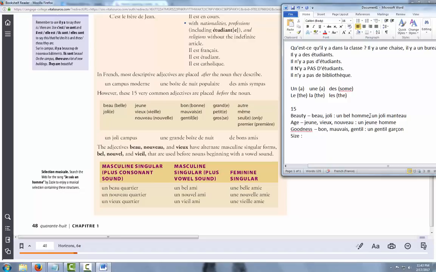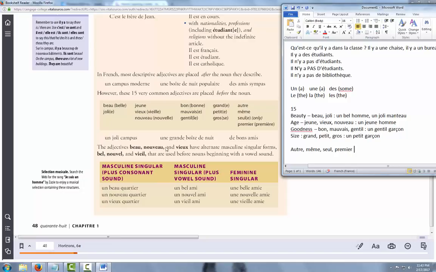And size, let's say grand, petit, gros. That describes the size. You want to say un petit garçon, a little boy? The petit will come before garçon, okay? Those are the adjectives of beauty, age, goodness, and size that are short, as they're usually called in high school. Those will come before the noun. Here they also added autre, même, seul, and premier. So just remember those come before the noun, like in un joli campus, une grande boîte de nuit, and de bons amis.